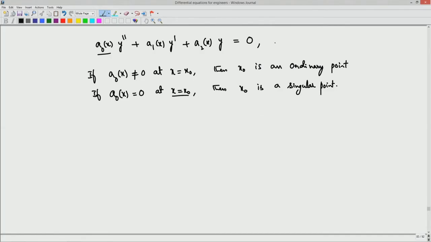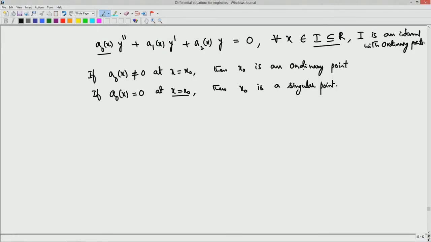So for every x belonging to I, where I is an interval contained in R, with ordinary points. So you always have a domain with ordinary points. The domain should not have singular points. These are singular points. So we'll start with this.